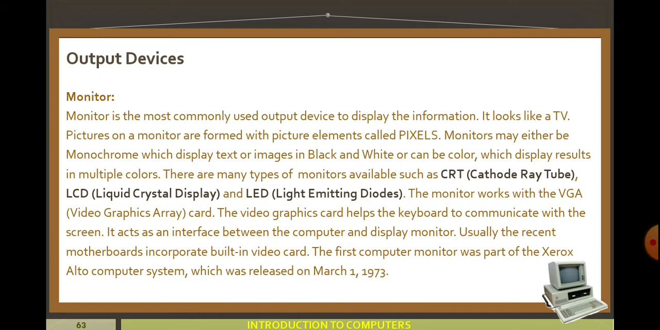It looks like a TV. Pictures on your monitor are formed with picture elements called pixels. What is meant by pixels? A small dot that appears on the monitor is known as a pixel. We are able to see pictures only with the formation of pixels. Monitors may either be monochrome, which displays text or images in black and white, or color monitors, which display results in multiple colors.